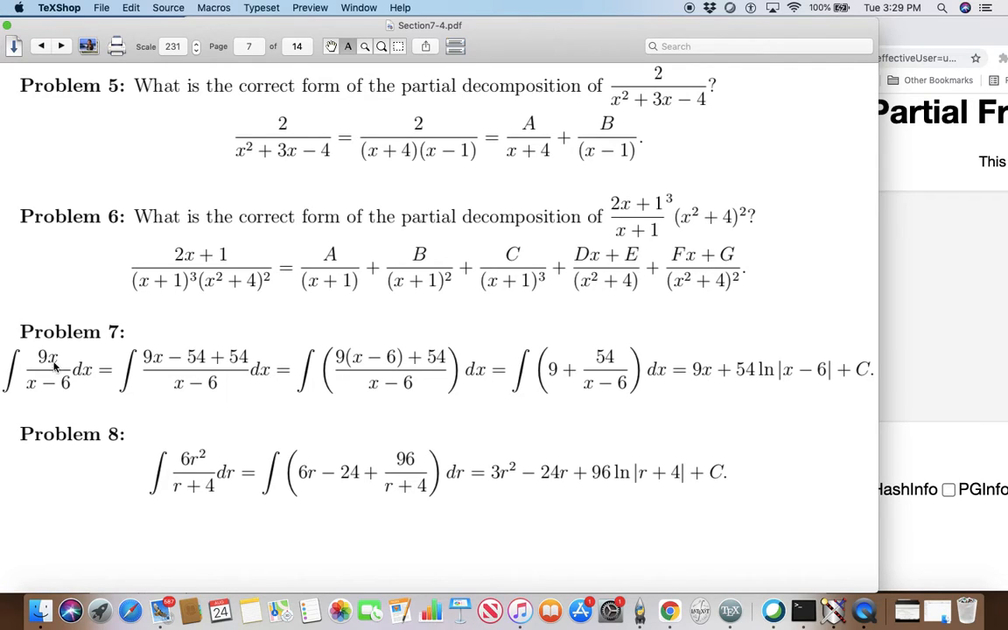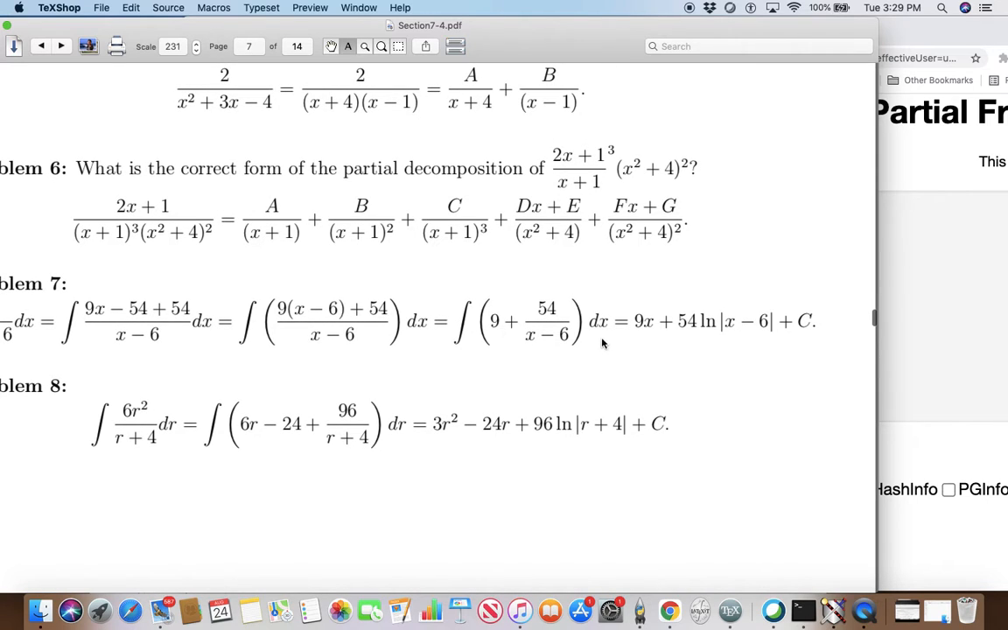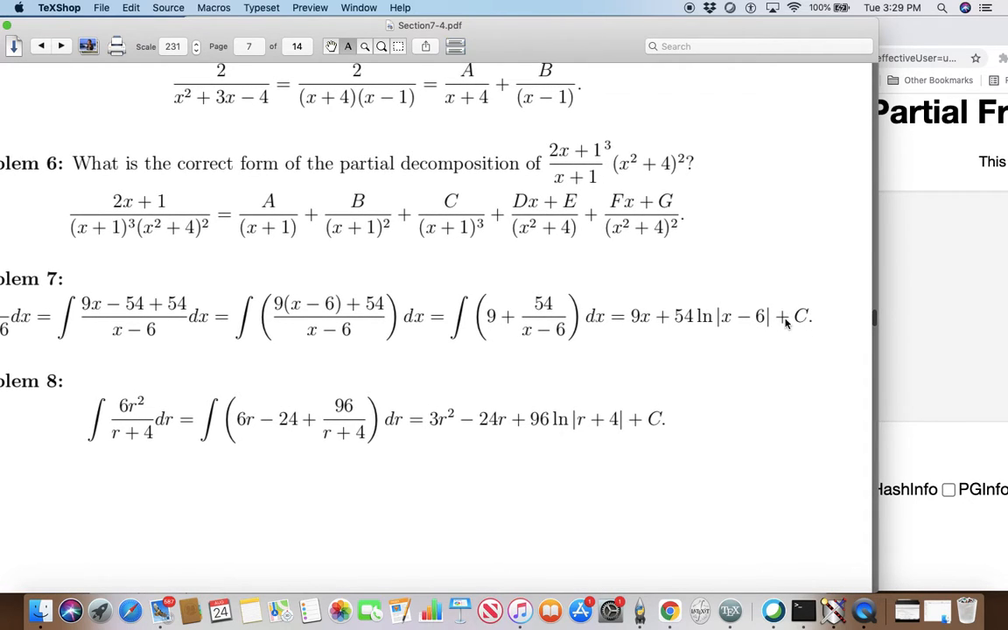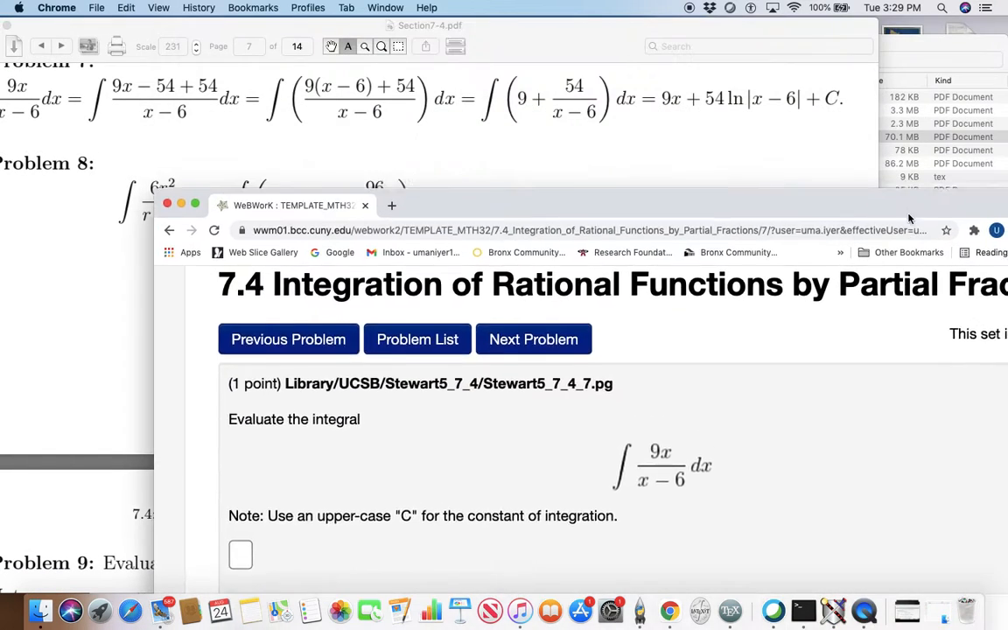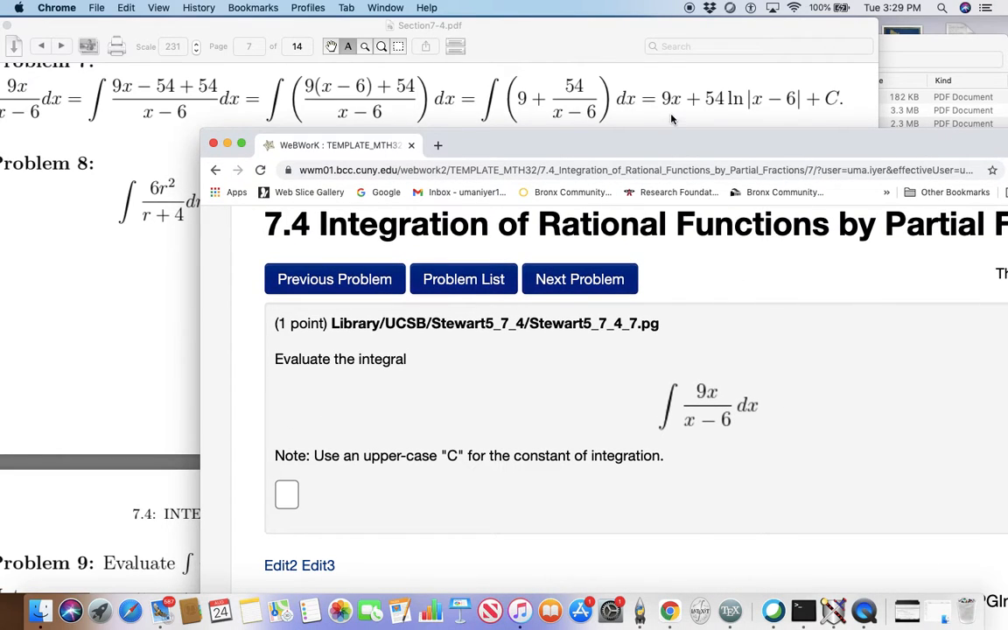So notice you could have used long division. You would get the same answer. Quotient, remainder, divisor. Okay. So integral of 9 is 9x. Integral of 54 over x minus 6 is 54 times natural log x minus 6. Do not forget constant of integration. So let's move this here. Let's check it. 9x plus 54 natural log absolute value x minus 6 plus c.